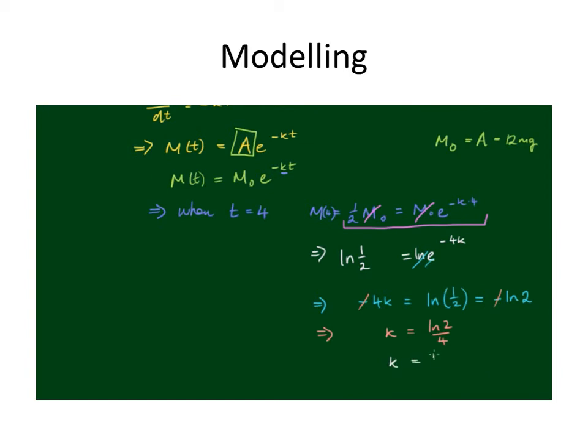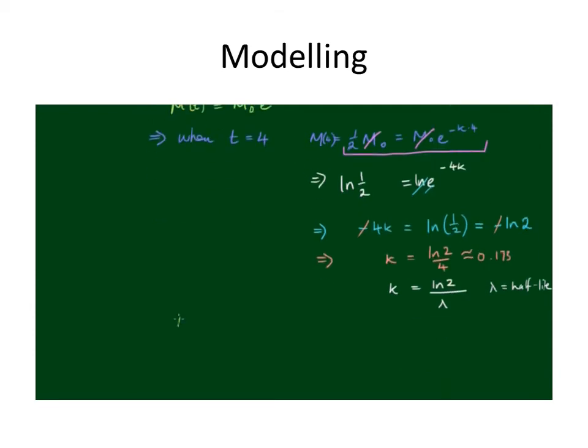K is simply equal to the natural log of 2 divided by lambda, where lambda equals half-life. Okay, so the log of 2 over 4 is about 0.173. So putting that back into our solution, we've got m of t equals m0 by e to the negative 0.173 t, where t is in hours.